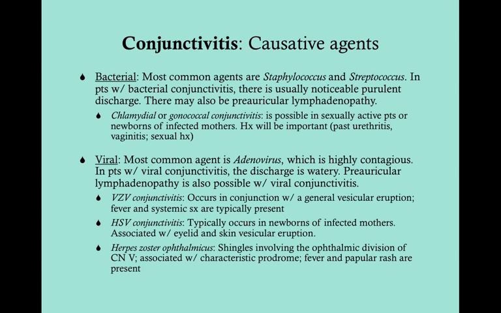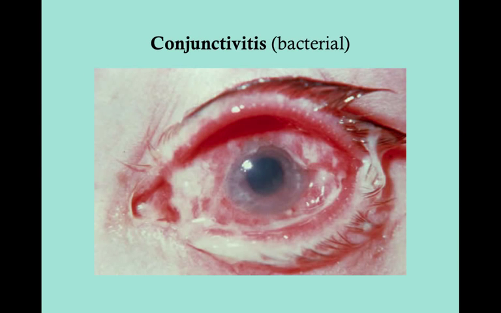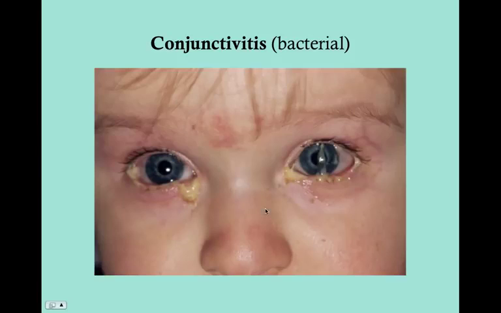Usually that prodrome before shingles is described as a localized itchiness or pain, and then that's followed by a papular rash and fever. So here's a bacterial conjunctivitis, and what you note here is that purulent discharge. And you see it usually where you're going to see it most is along the margins of the eyelid and on the base of the eyelashes. And then, of course, you see notable injection of the conjunctiva.